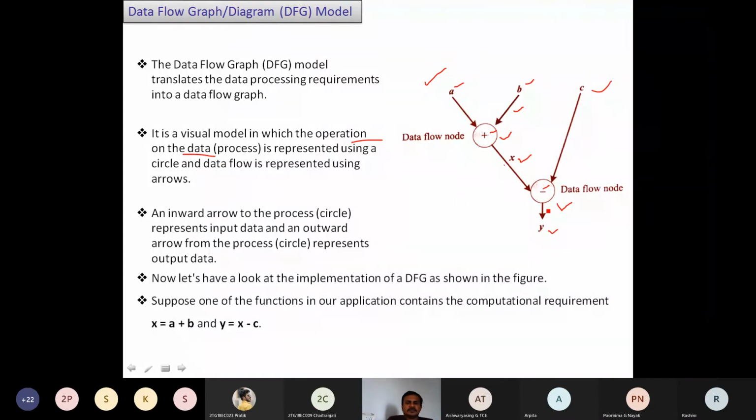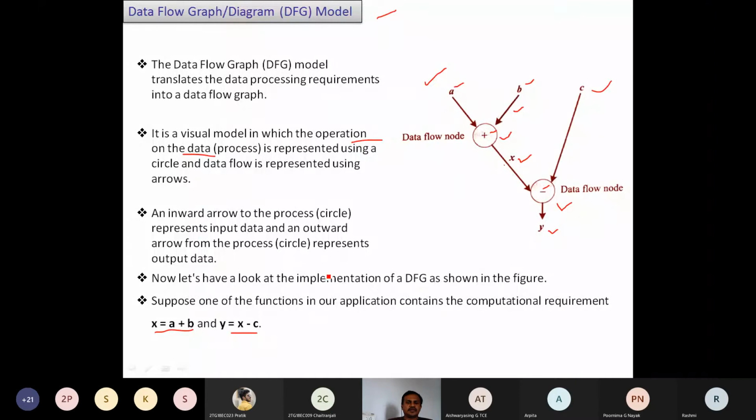So if we look at this statement, obviously we can explain what this model is performing. This data flow graph is chosen to perform computing tasks. What is that computing task? There are two. One is X equals A plus B, and Y equals X minus C. So this one is the problem statement. This is the computational requirement for a particular embedded system that we want to design. So how to observe this process, the working phenomena, through a graphical approach, it is the data flow graph model.